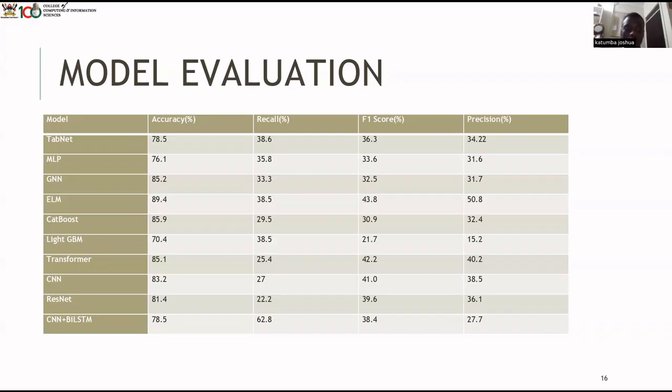And as you can see here, in our recall, we had the hybrid model having the highest recall, meaning it was more sensitive, but at the same time it had a lower accuracy. Yet, if you compare it with other models, like the Extreme Learning Machine, it has an 89.4% accuracy, but at the same time it has a much better recall than the other models that come after it. So it balances very well as our best model.